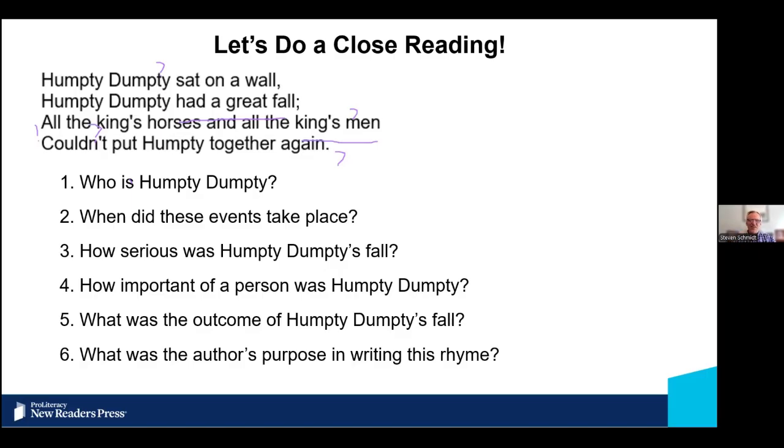I love it, Vonda. Thank you. That's great. So, question 4. How important of a person was Humpty Dumpty? We got some good sense of humor today with Samantha with the king's horses and the king's men. So, how important was Humpty Dumpty? And again, how do we know? How do we know?